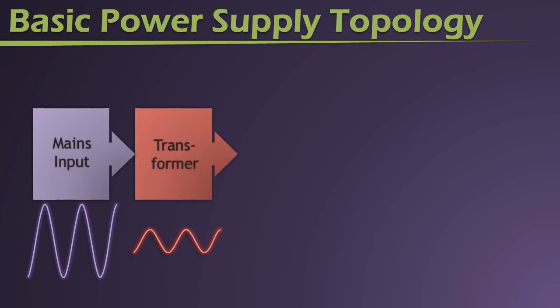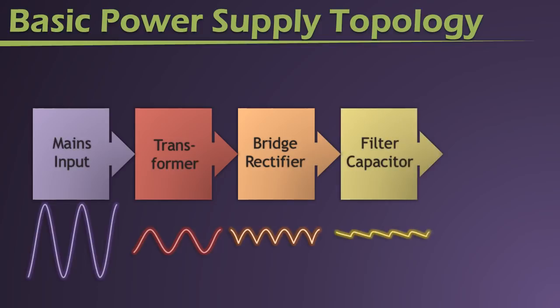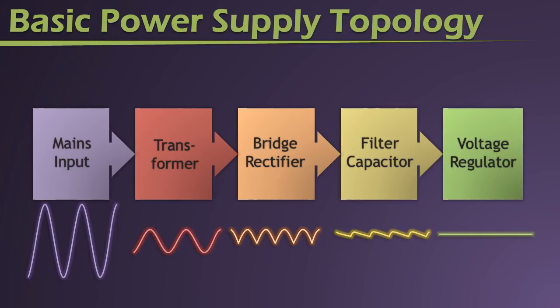So we use a transformer, which makes the voltage lower, but it's still alternating current. To make it into direct current, we use a bridge rectifier, and the bridge rectifier forces all the current to flow in the same direction, but it's still kind of erratic, as you can see. So to get rid of some of that ripple from the bridge rectifier, we use filter capacitors. That helps to smooth it out. And once it's smoothed out enough for us, we're going to use a voltage regulator. The voltage regulator ensures that the output voltage of our power supply is constant regardless of the input conditions or the load. And that's basically the topology of a basic linear power supply. There can be more complicated versions with different and more things in them, but for our sake, this is basically how we would do it.